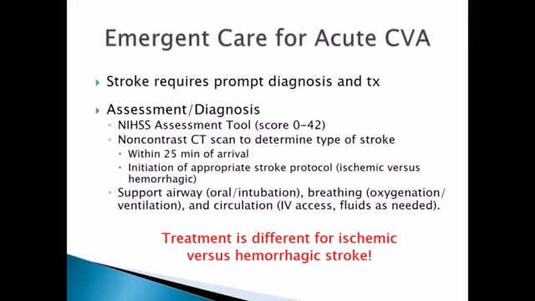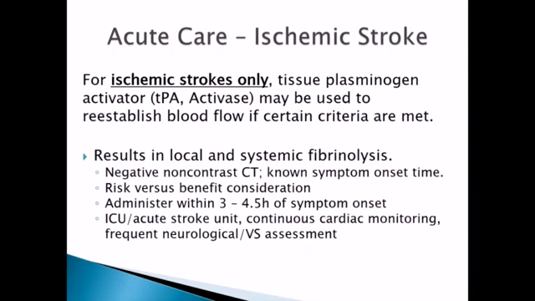But the critical piece, as we're supporting those ABCs, is to determine what type of stroke this is, because the treatment that we do is going to vary. If you treat a hemorrhagic stroke with the ischemic stroke protocol, you will kill your patient. So it is critical that we identify what type of stroke this is. Now let's focus specifically on ischemic stroke.